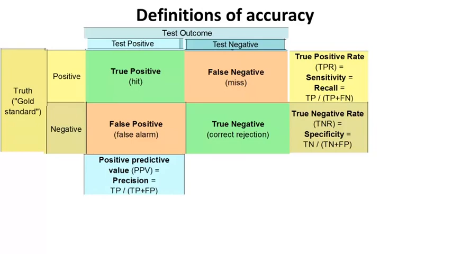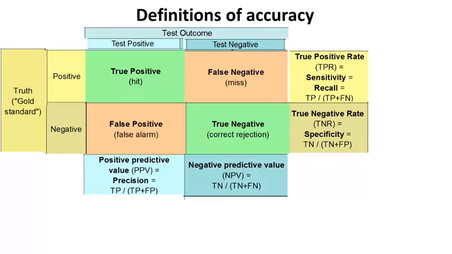The positive predictive value, or precision, is calculated as the number of true positive cases over the sum of the number of true positive cases and the number of false positive cases. Whereas the negative predictive value is calculated as the number of true negative cases over the sum of the number of true negative cases plus the number of false negative cases.